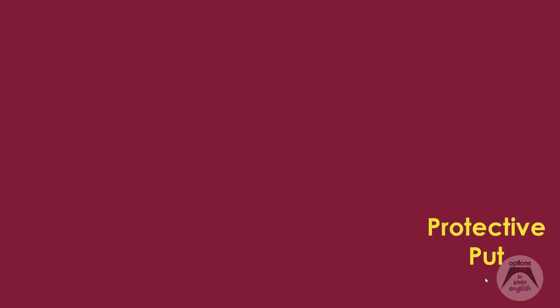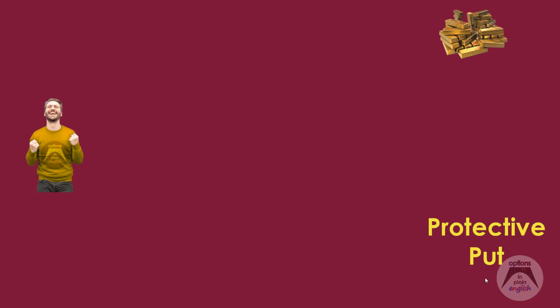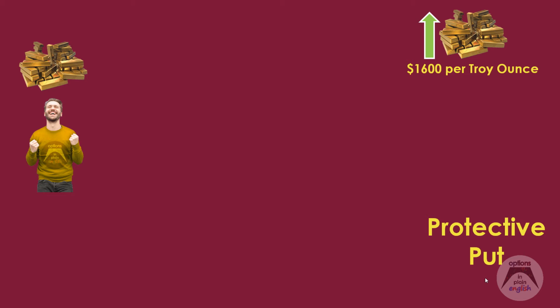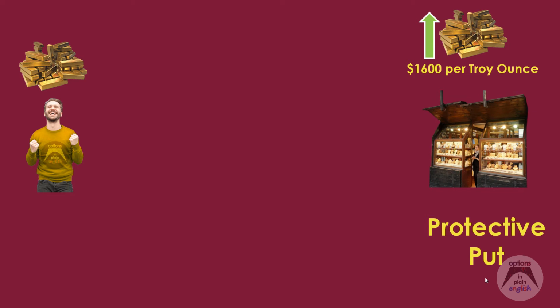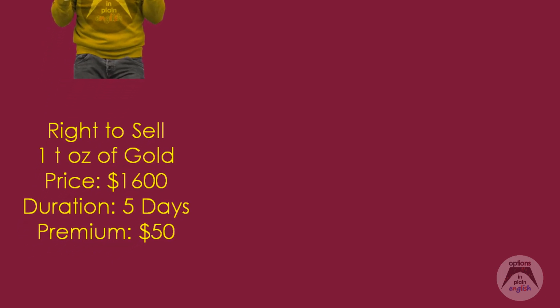Now, what if we wanted to use our contract as a protection, as a protective put? Now we have our trader who's now wearing a gold sweater. He's looking at the price of gold, but now he thinks that the price is going to go higher. So instead of it being $1,600 per troy ounce, now he thinks that it's going to end up somewhere higher. So what he does, knowing about this contract and how it benefits on the downside, is buy the gold, and then arrange the creation of the same contract that we saw before, for the right to sell 1 troy ounce of gold at a price of $1,600 for a duration of 5 days, and for that he's going to pay a premium of $50.